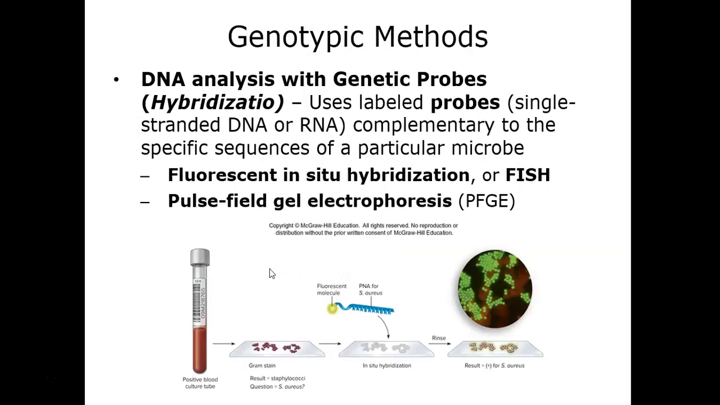So when we get into genotypic methods, which is our second category, this is using genetics. It's a very specific, precise technique that only requires very small amounts of a sample. And again, remember that these molecular methods do not require growth. You don't need to grow them in the lab to study them. We talk a lot about the probes, so we come back to this probe concept.